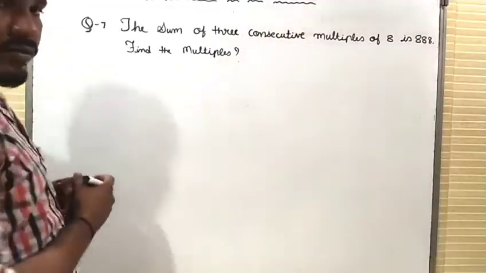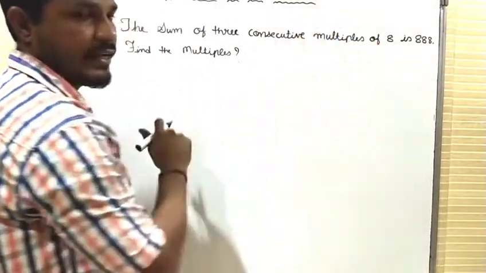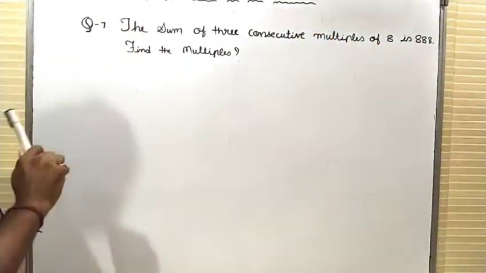Let us see sum number 7. The sum of three consecutive multiples of 8 is 888.